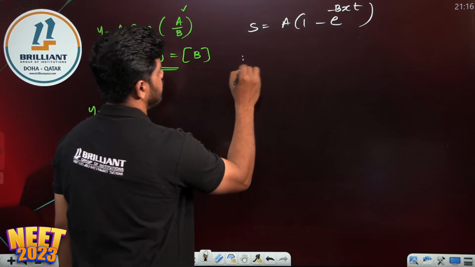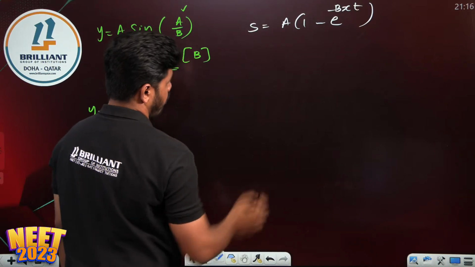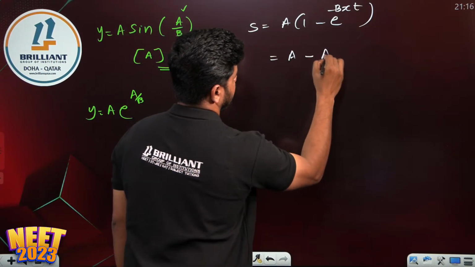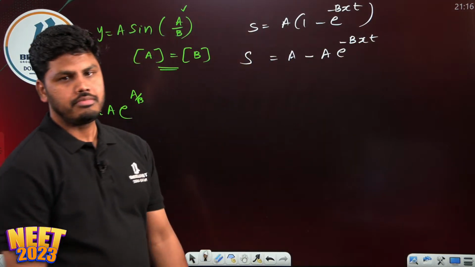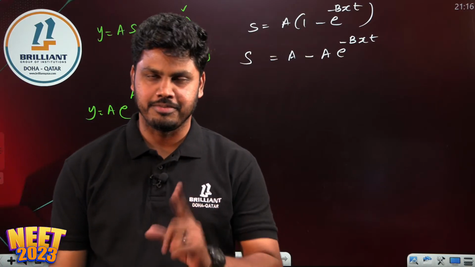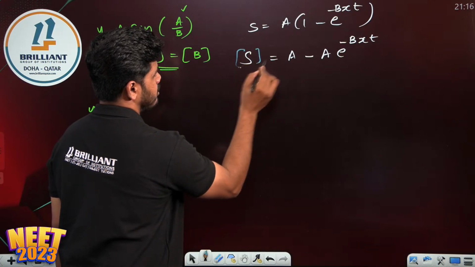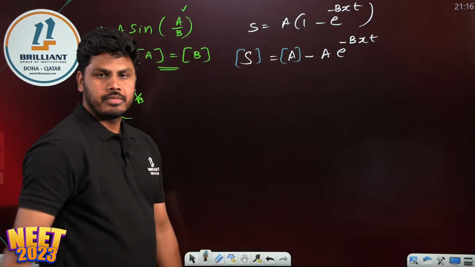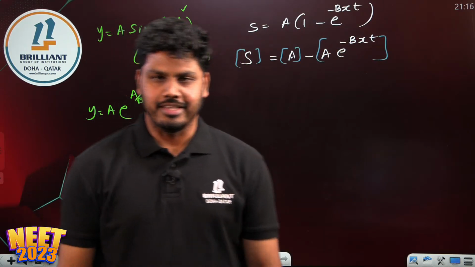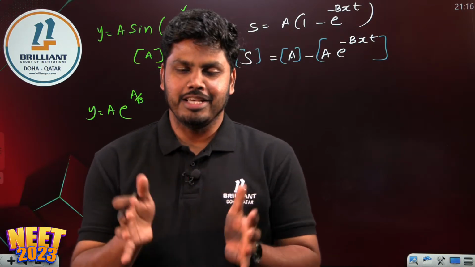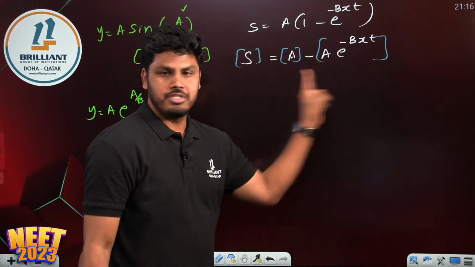See, s is the speed. It is going to be L T raised to minus 1. Fine. Before that, let us open the bracket here: a minus a into e raised to minus bxt. That is s. Got it? Fine. According to the principle of homogeneity of dimensions, we can say the dimension of s should be equal to the dimension of a. And that should be equal to the dimension of e raised to minus bxt. So that e raised to minus bxt should not have a dimension. Then only this equation is true, right?